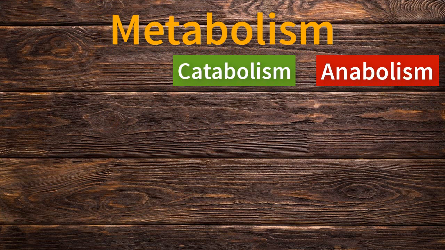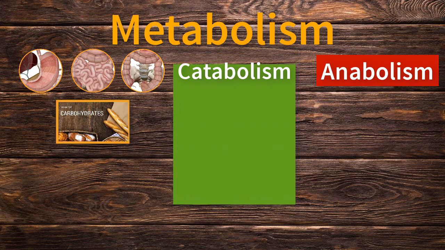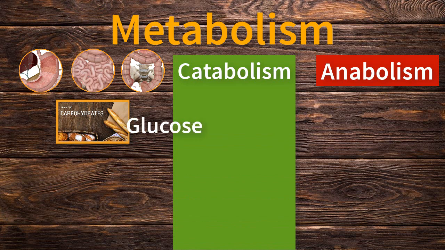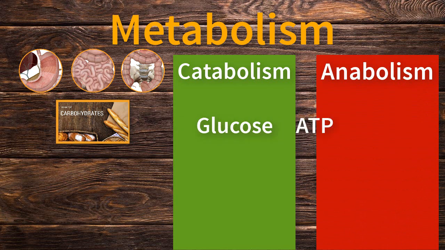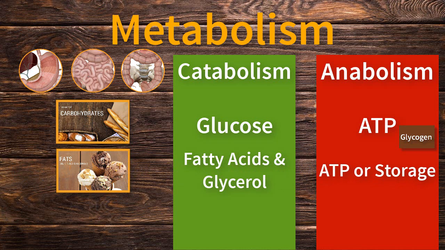The catabolic reactions occur in the stomach, small intestine, and large intestine. In these places, carbohydrates are broken down by catabolism into glucose. Then, anabolic reactions build them into ATP, or a small amount is stored as glycogen. Fats are broken down by catabolism into fatty acids and glycerol, and then anabolism builds them into ATP or stores them.